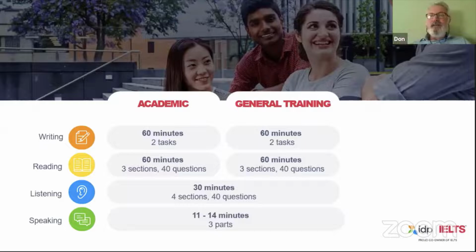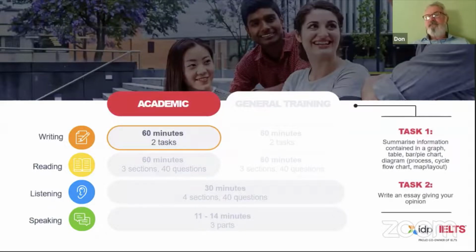It doesn't matter in what order those parts of the test come. Here, writing, reading, listening, and speaking, they are all the same. It doesn't matter in which order they come. You'll see here that the academic writing is 60 minutes and there are two tasks.